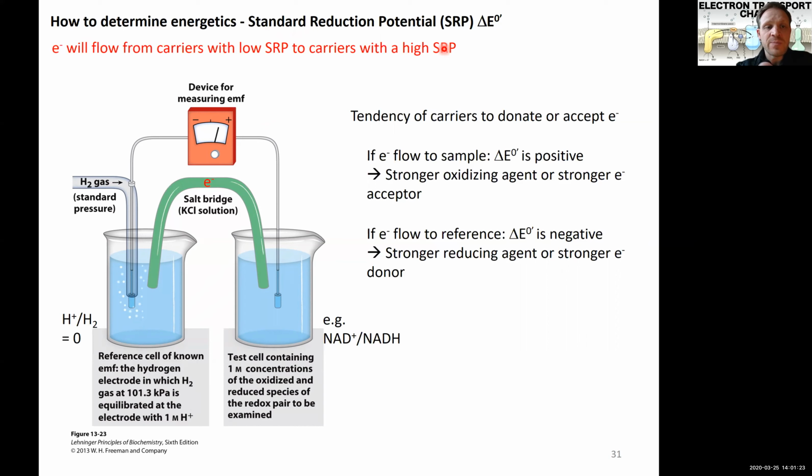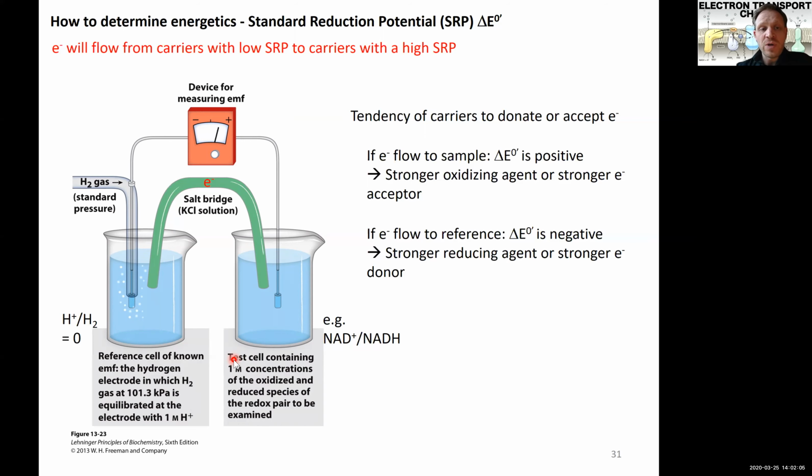And so the way we do this, I'm just using an image from your book here. You basically have two solutions in a beaker. One is your reference solution that you set artificially at 0. That's your reference. Usually these are protons and hydrogen mixtures. And on your other one, you have the electron carrier and an equal mix of oxidized and reduced form of whatever carrier you want to test. In our case here, let's just assume we're using NAD+ and NADH. We're standardizing it again at 1 molar concentration, constant pressure, and so forth, as we had done for our Gibbs free energy, our delta G0 prime.